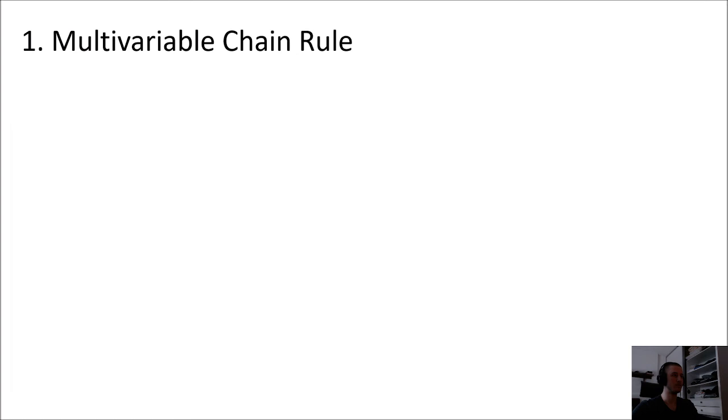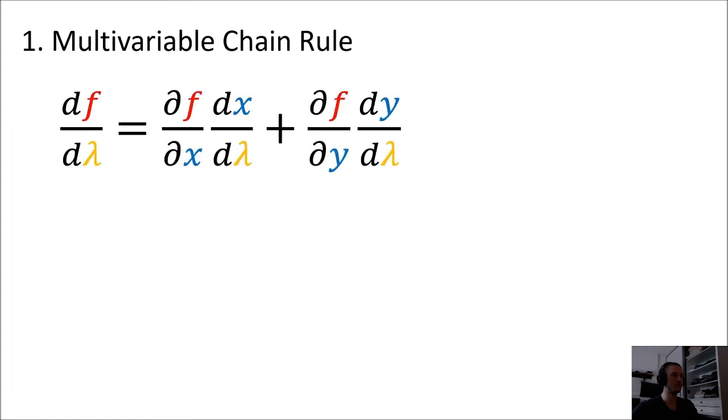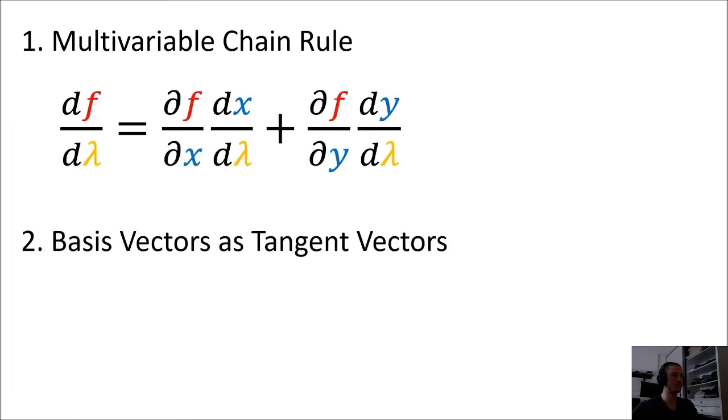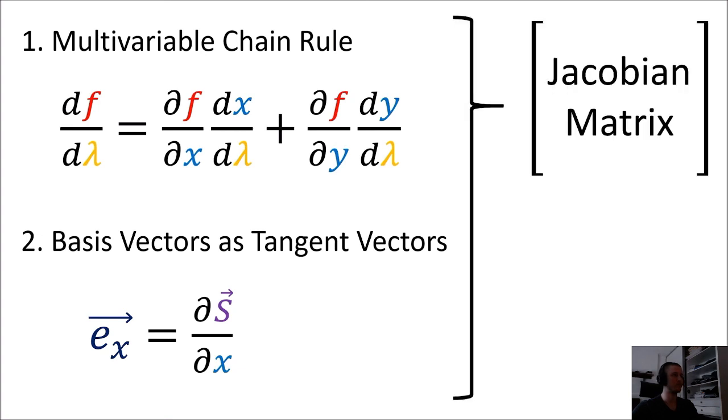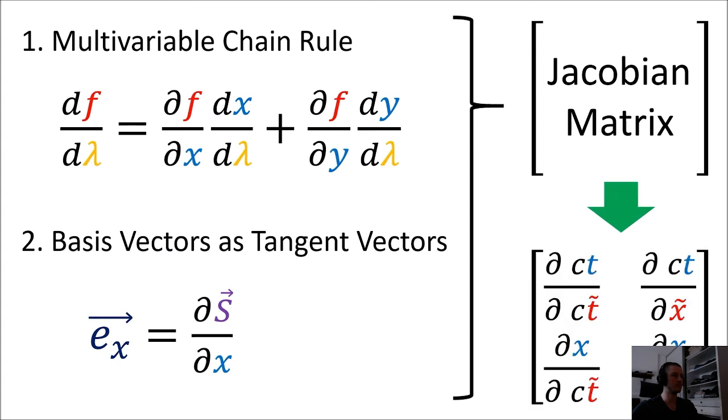To understand the Jacobian matrix, we need to understand two ideas. Number one, we need the multivariable chain rule, and number two, we need to think of basis vectors as tangent vectors along coordinate curves. If you understand these two ideas, you already know everything you need to know about the Jacobian matrix. Everything afterward is just filling in the details and giving examples.